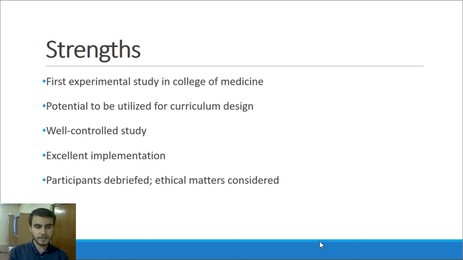But the strengths of our study included things like it was the first experimental study to be done in our College of Medicine, so we did a good job at it. It has a potential to be utilized for better curriculum design that includes active teaching and learning methods. It was a very well controlled study, so we accounted for all of the variables that we could think about, and it had an excellent implementation of the plans that we had put before starting the study. And lastly, the participants were all debriefed about what we did, and all ethical matters were taken into consideration.